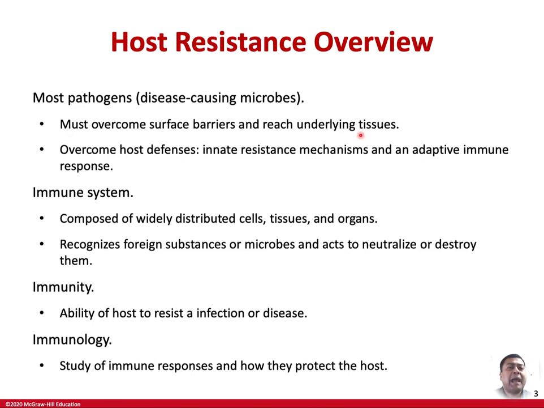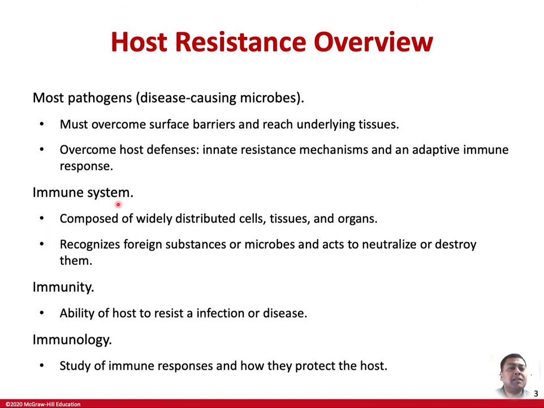Most pathogens, which are disease-causing microbes, must overcome the surface barriers and reach the underlying tissue. To overcome the host defenses, there is the innate resistance mechanism that we are only going to talk about in this chapter, and also the adaptive immune response that we are going to talk about in the next chapter. When most pathogens overcome these host defense mechanisms, that can cause harm or the onset of a disease. So what is the definition of an immune system is next.